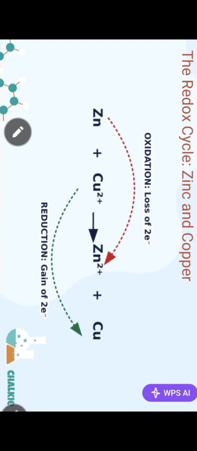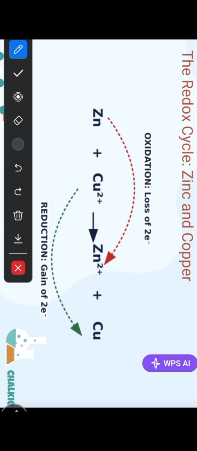So let's look at it in terms of electron loss, because there's no oxygen or hydrogen attached to this. So let's explain this in terms of electron loss or electron gain. We can see zinc is here. Zinc here is uncombined, so this zinc has an oxidation number of 0 because it is not combined with another element. It has the oxidation number of 0, and our zinc here has the oxidation number of +2.